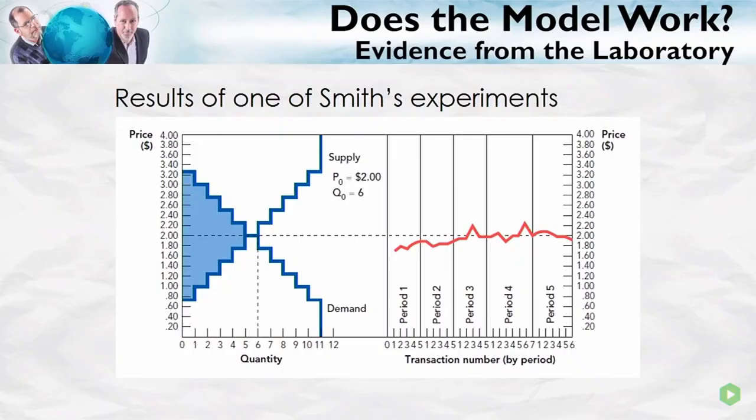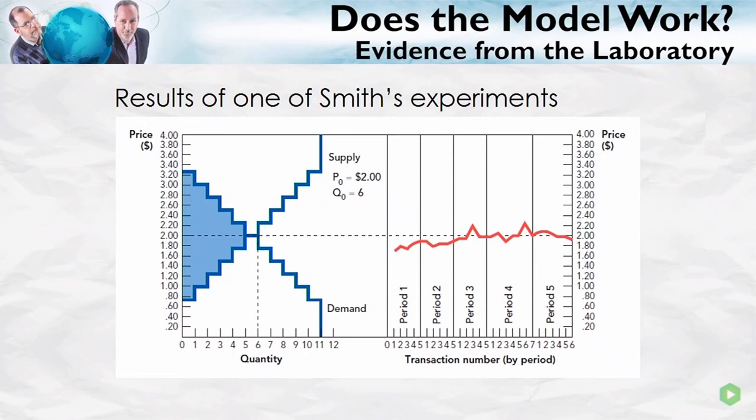So what happened? Here are the results from one of Smith's remarkable experiments. The demand and supply curves calculated by Smith are shown here on the left. The model predicts an equilibrium price of $2 and an equilibrium quantity of 5 or 6 units. What actually happened is shown on the right. The actual market price quickly went to $2, or very close to it. The market quantity quickly went to 5 or 6 units.